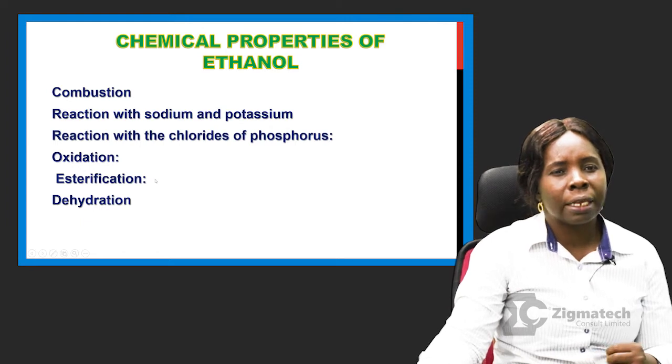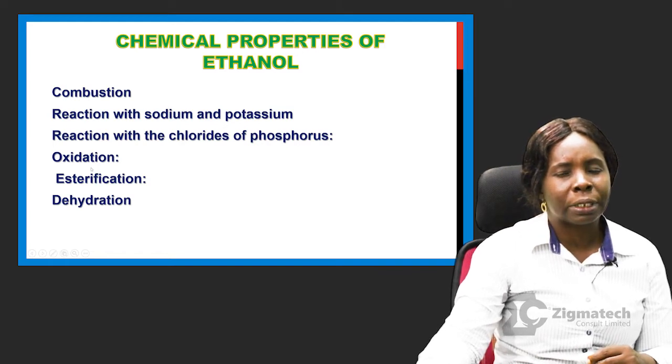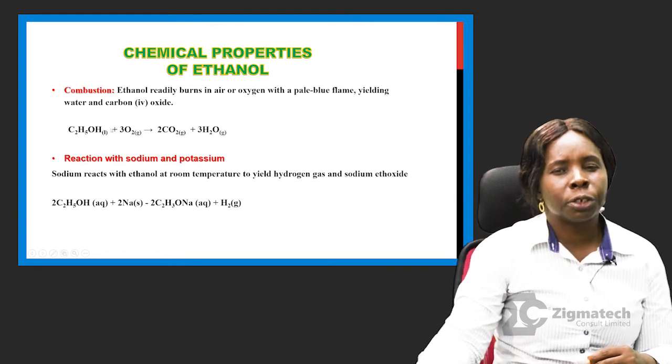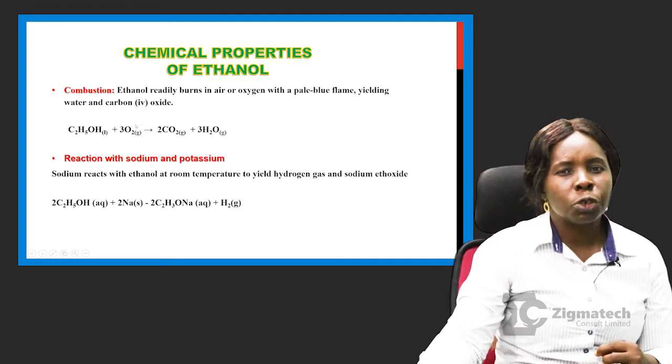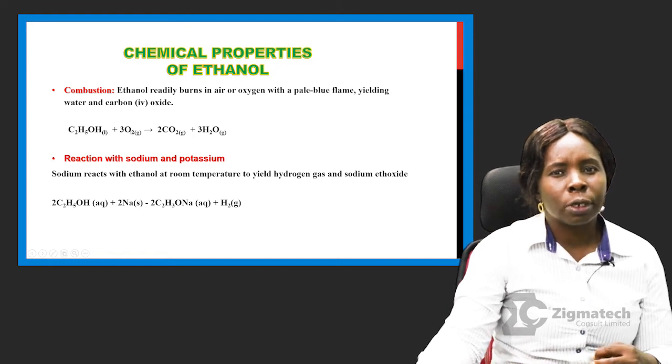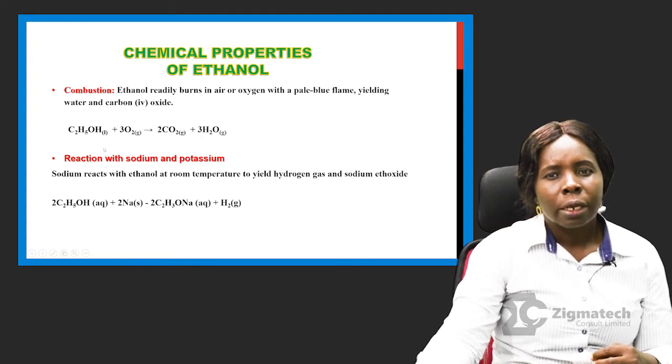Chemical properties of ethanol. Ethanol has different chemical properties which include combustion, reaction with sodium and potassium, reaction with chlorides of phosphorus, oxidation, esterification, and hydration. We take these chemical properties one after the other. Combustion. Ethanol burns readily in oxygen with a pale blue flame to yield carbon(IV) oxide and water or steam. You can see the equation, ethanol plus oxygen producing CO2 plus water. Because ethanol can burn, it can be used as fuel.